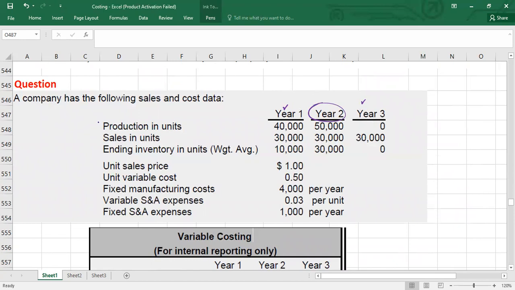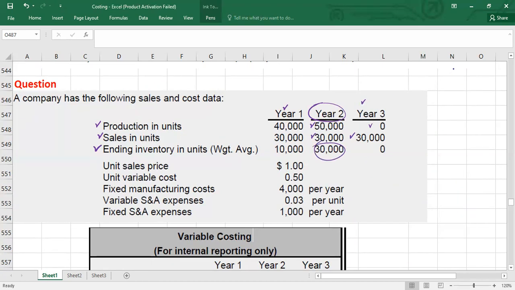So here, guys, we have production in units. In year 1 we produced 40,000, in year 2 50,000, and in year 3 production is 0. Sales in units: in year 1 we sold 30,000, in year 2 30,000, in year 3 30,000. So by the way, sales is the same in units. Ending inventory is given here. For example, in year 1 we have 10,000, because your production is 40, sale is 30, which means 10,000 is unsold. And in year 2 your production is 50, your sale is 30, but ending units are 30,000.